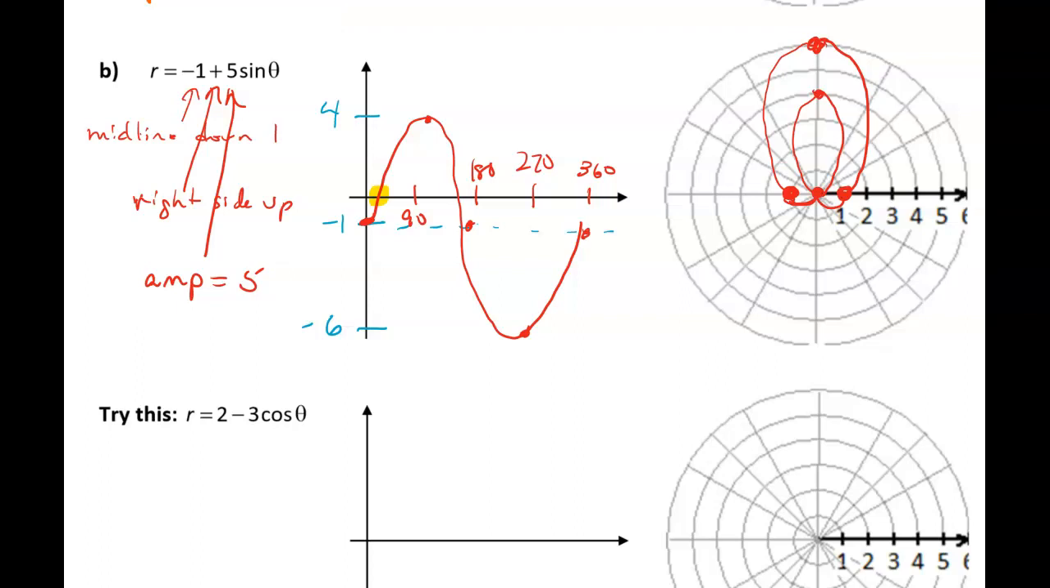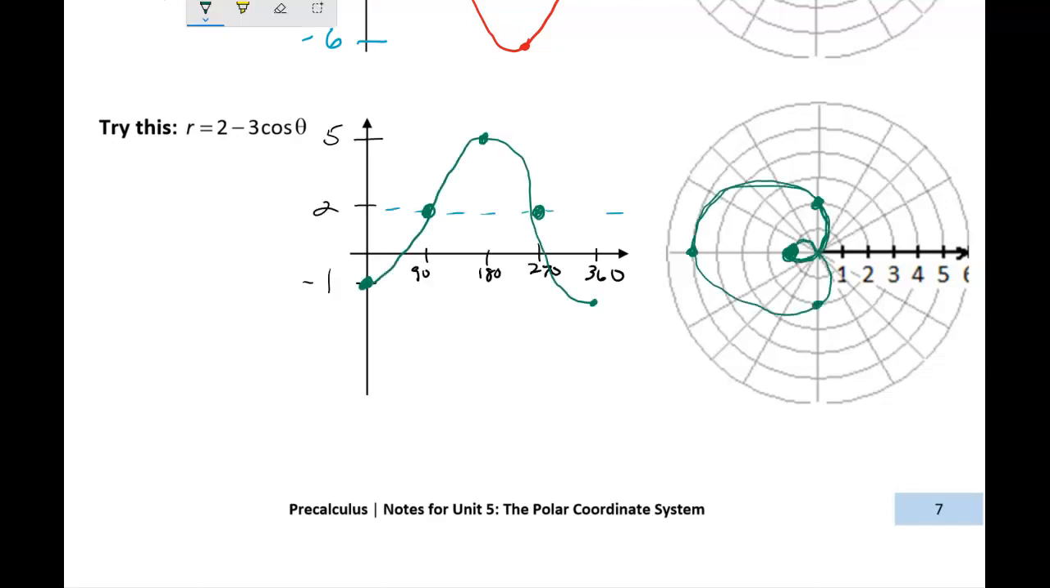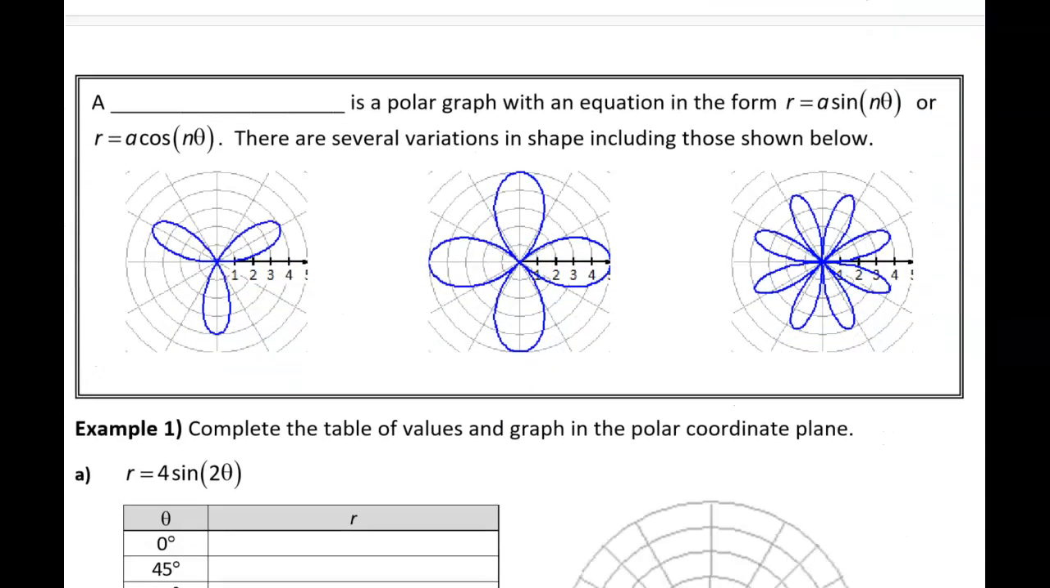All right, there's one for you to try. Try the next one and pause the video. All right, here is the graph of the looped Limaçon. We know that it's going to be looped because in the graph of r versus theta on the vertical and horizontal axis, the radius goes from negative to positive, so we know that there's some looping going on in the graph. All right, now let's move on to Rose curves.